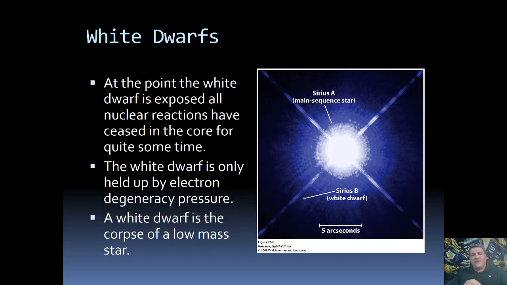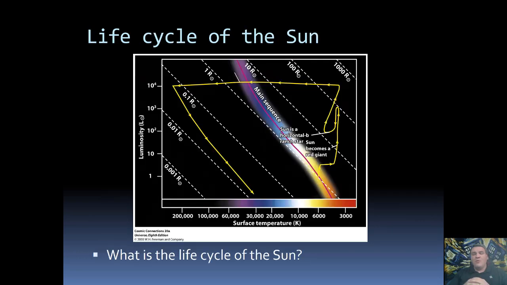Now, the white dwarf is only held up against gravity due to electron degeneracy pressure, and it is also going to be really, really hot. So it's very, very small and very, very hot, which is why we refer to it as a white dwarf. So the white dwarf is the stellar remnant, the corpse of a low-mass star. In other words, if we return to the solar system in around 7 billion years, we're going to find a white dwarf. We can summarize the entire life cycle of a low-mass star using the HR diagram.